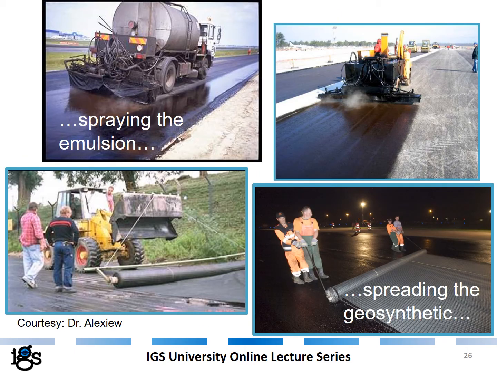The application of the geosynthetic placement is very straightforward. You spray the emulsion with the classical equipment that is used for asphalt overlay, then lay out the geosynthetic product, and the rest is the normal pavement placement.